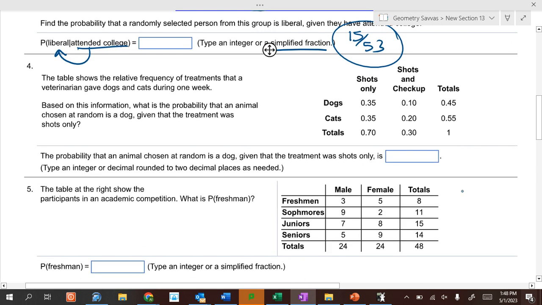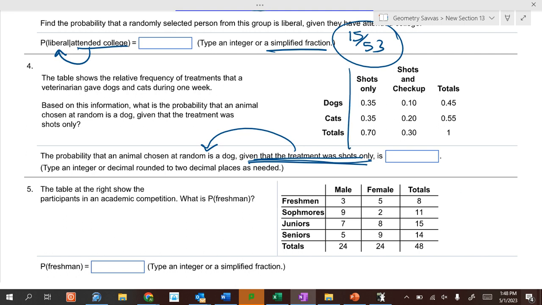The probability an animal chosen at random is a dog, given the treat was shots only. So given this, this is what we have, and then we go back to there. So given that it's shots only, what's the probability it's a dog? So it's 0.35 divided by 0.70, which is 0.5.